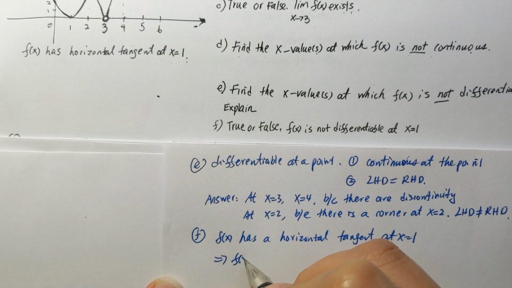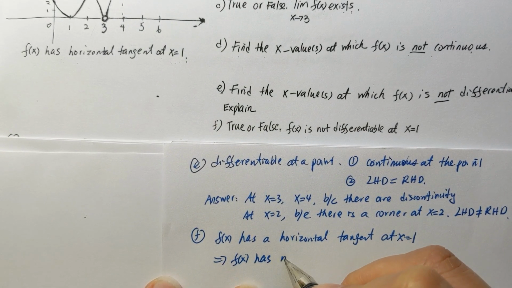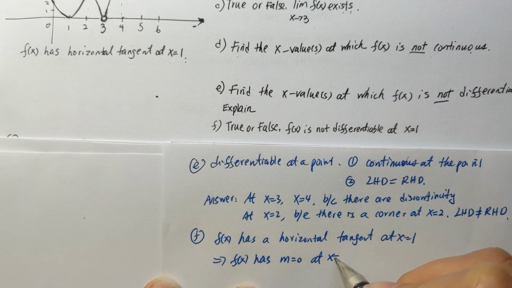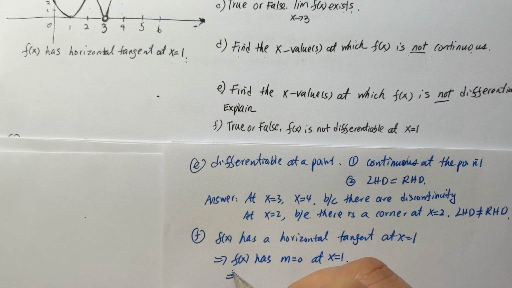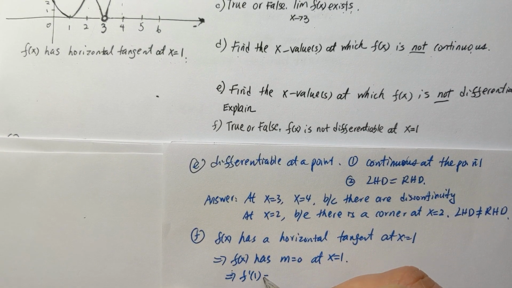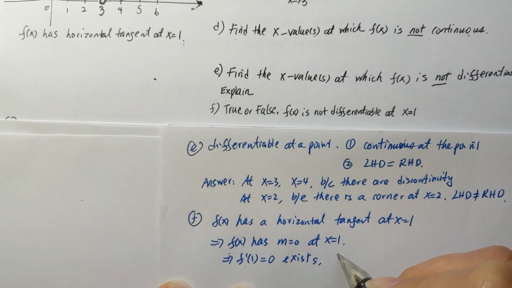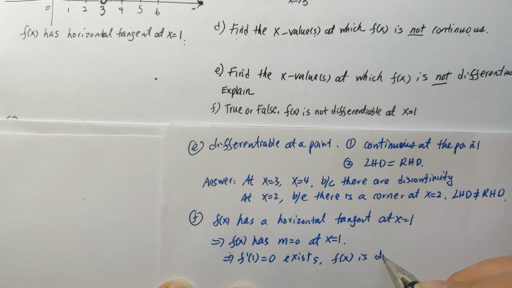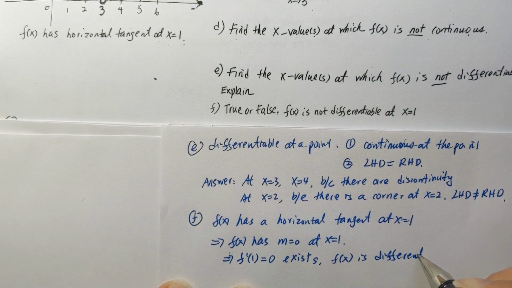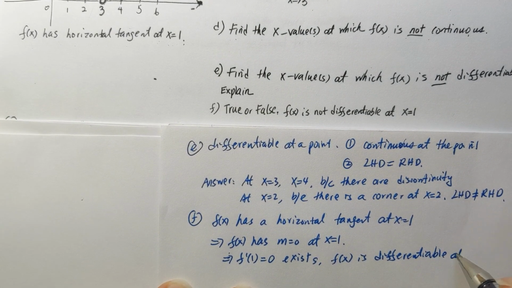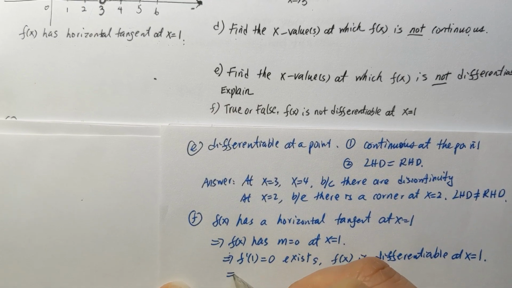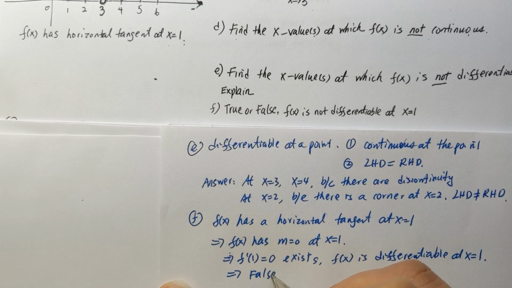So that means f of x has a slope m equals 0 at x equal to 1. Then that means f prime of 1 equals 0 exists. As long as the slope exists, then f of x is differentiable at x equal to 1. So the statement is false.